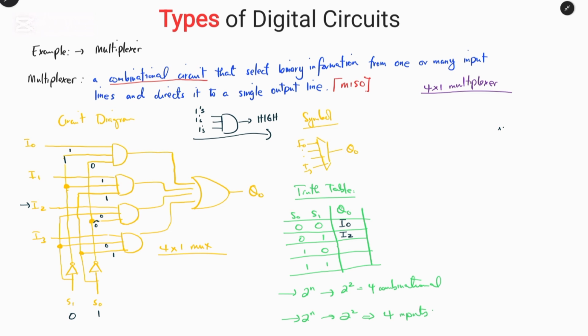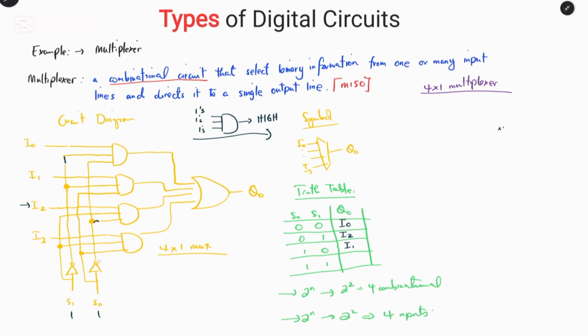We have 1, 1, and the input I1. So we should have I1 at the output. So in that case, we have I1, which is the output when the select line is equal to 1 and 0. And finally, when both the select lines are high, that means we have 1 and 1 here.